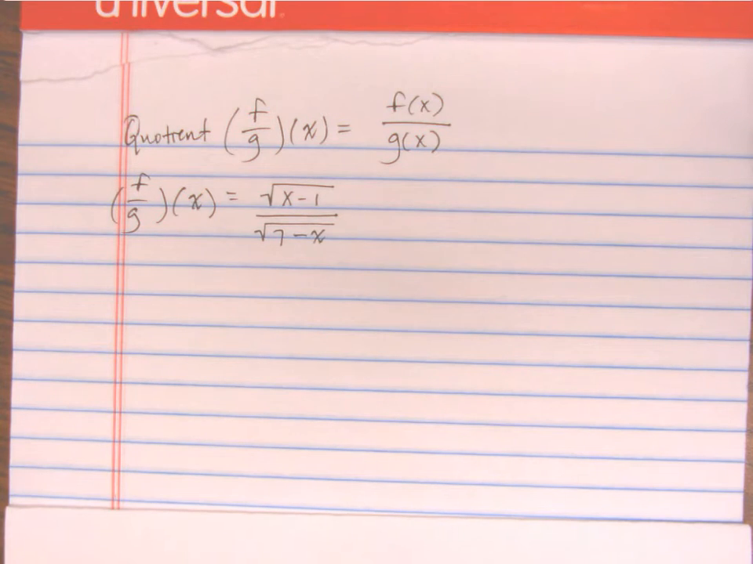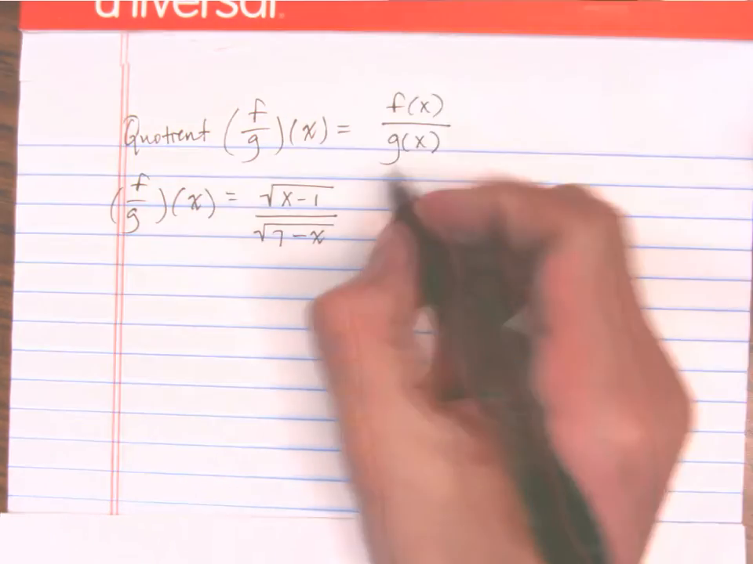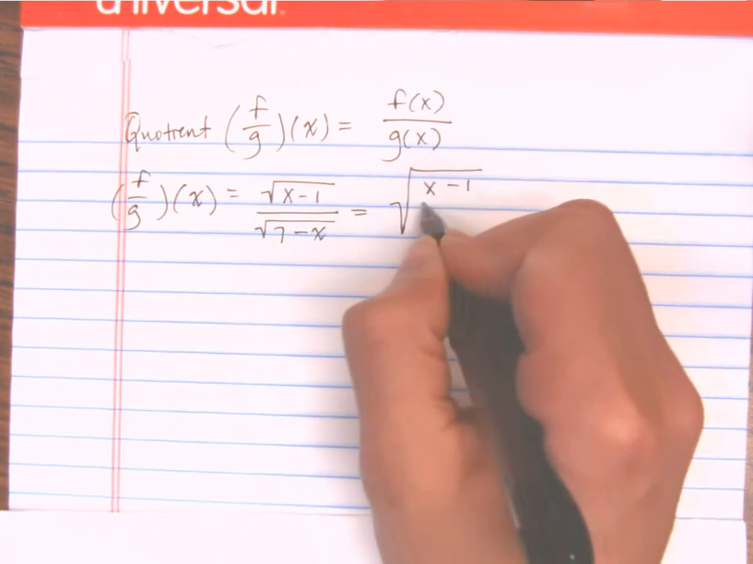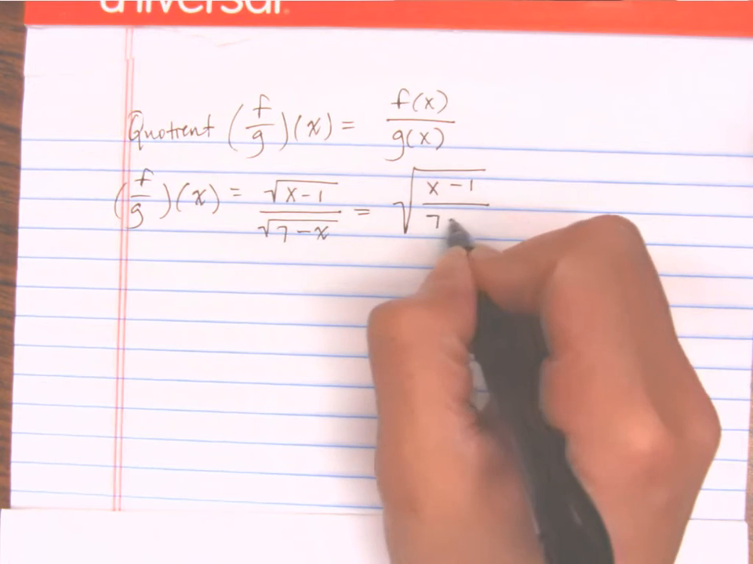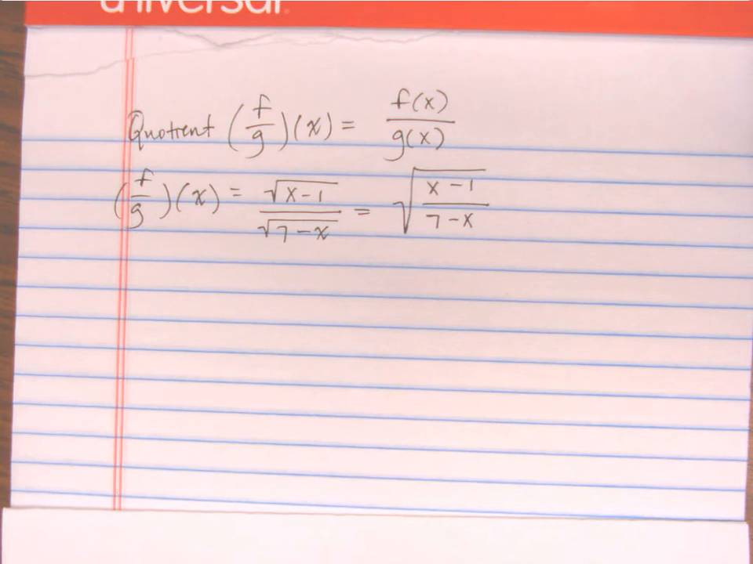And again, just like I did with the multiplication, I have a square root being divided by a square root. They're both square roots, so I can rewrite it as 1 square root divided by 7 minus x. Okay? Unfortunately, that's about as much simplifying as I can do. The square root of the fraction x minus 1 divided by 7 minus x.